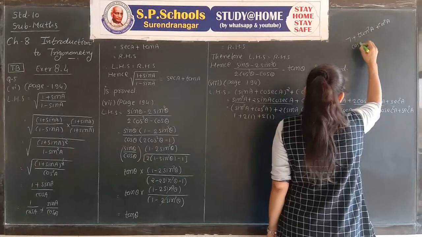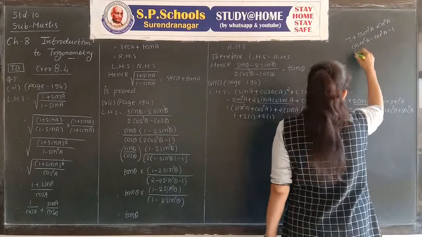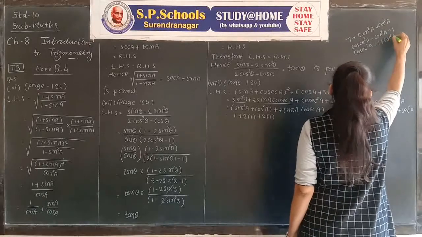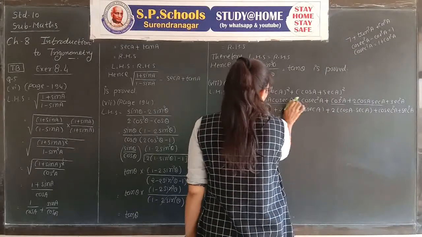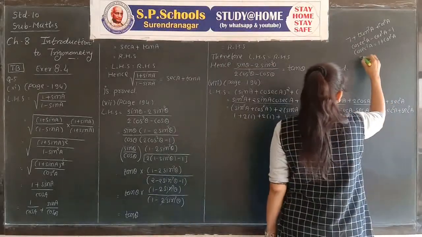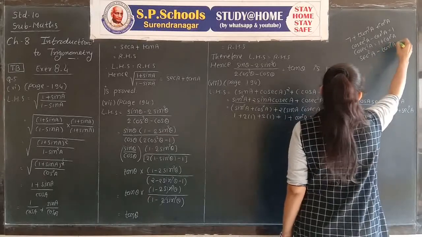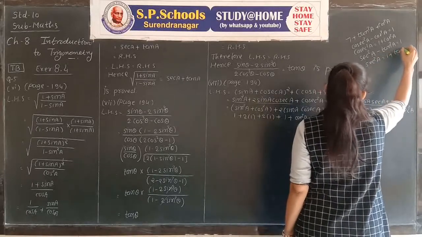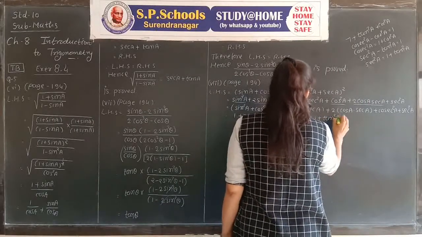As we know, cosec square A minus cot square A is equal to 1. That's why cosec square A is equal to 1 plus cot square A. So instead of cosec square we have to write 1 plus cot square A. In the same way, instead of sec square, we know sec square A minus tan square A is equal to 1. That's why sec square A is equal to 1 plus tan square A.